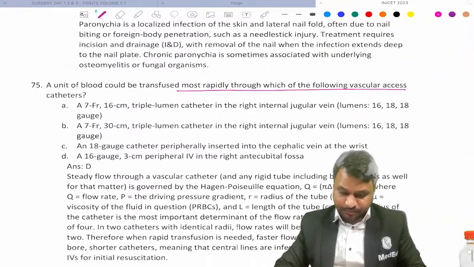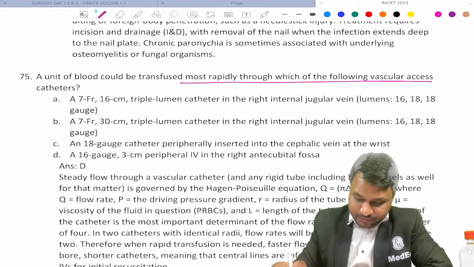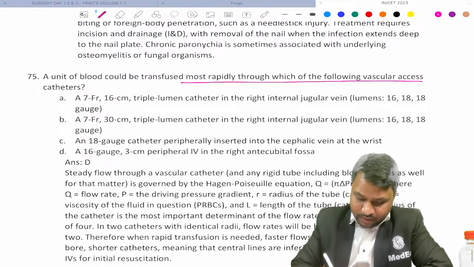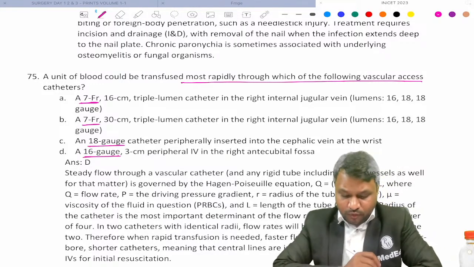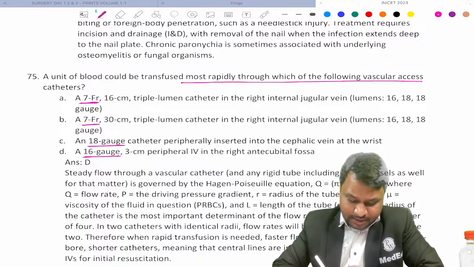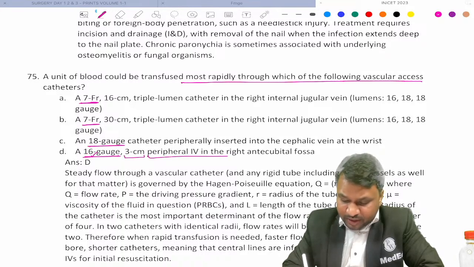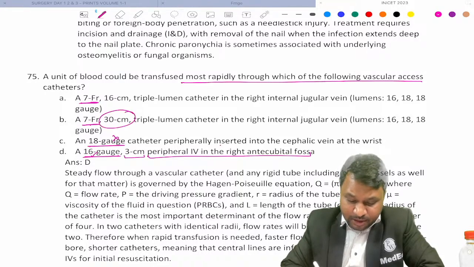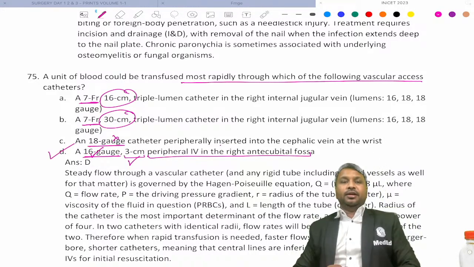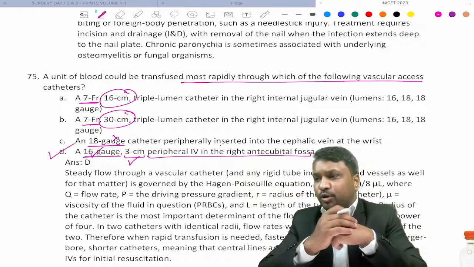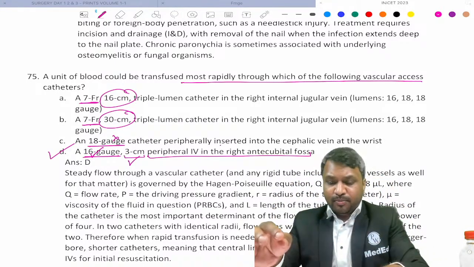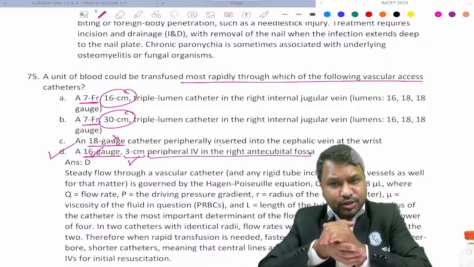Now, let's look across here. We have the following one. Okay, we have the 7 French and an 18 gauge and a 16 gauge, right? Of all these, which is the largest one? Remember, it is the 16 gauge which is largest, right? Now, you can see 16 gauge, 3 centimeter length, peripheral IV line in right antecubital fossa. 18 gauge, not okay. 30 centimeters very long, 16 centimeters long. Shortest length is 3 centimeters and widest is 16 gauge. Answer here is D for Delhi, right? So large bore, short length. Large bore, short length will be considered as an ideal prospect for fluid resuscitation, right?